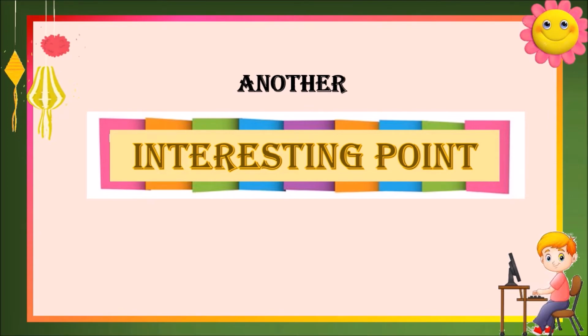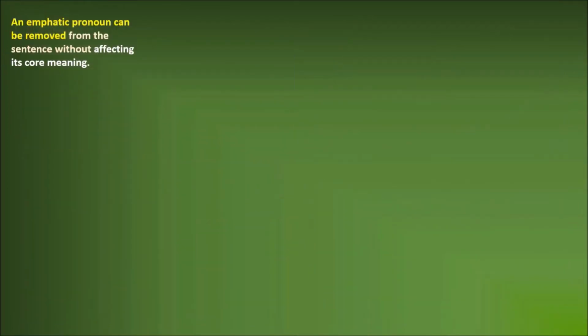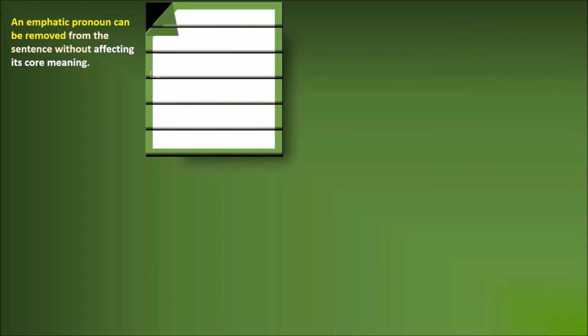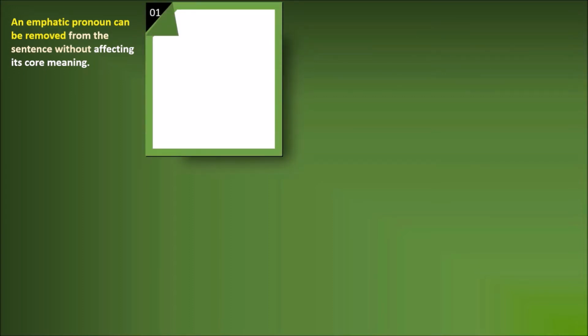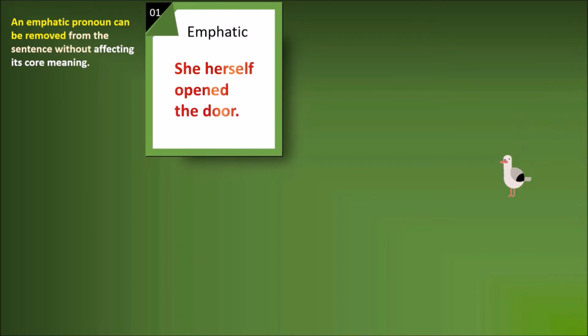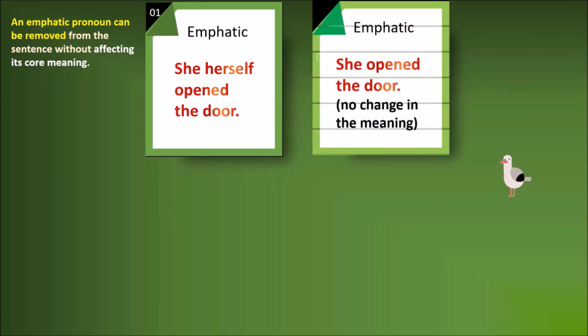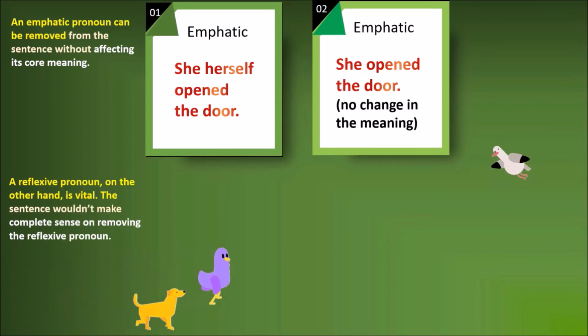There's another interesting point to note. In case of an emphatic pronoun, the pronoun can be removed from the sentence without affecting its core meaning. Kaise? Like, in this example, it says she herself opened the door. It can be changed to she opened the door, which means the same. So there is no change in meaning.